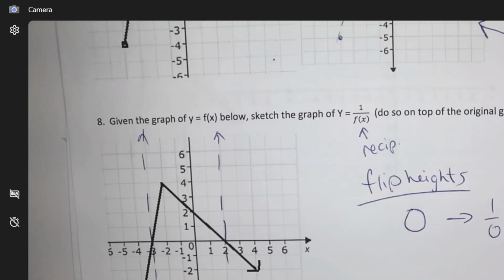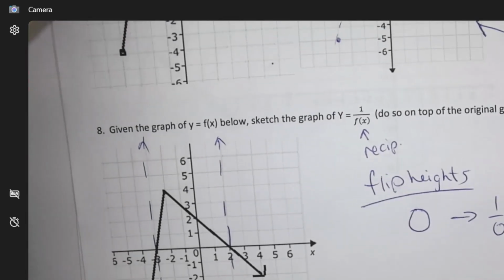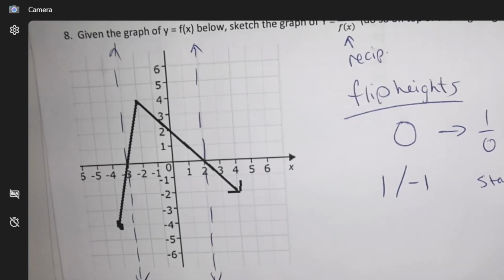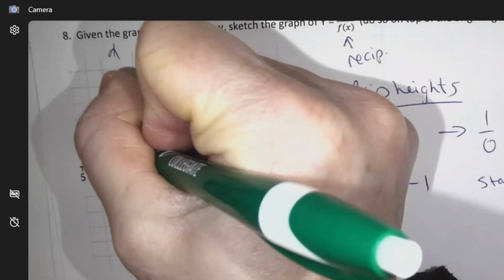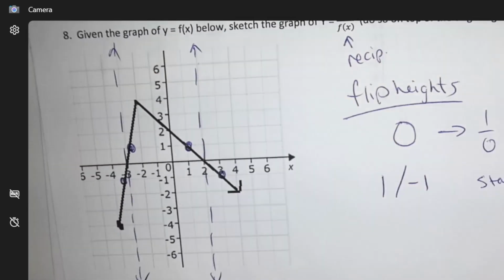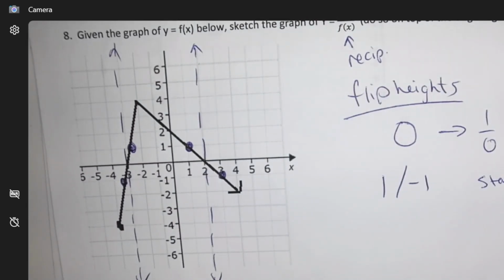What if I just asked you about the equation of the asymptote? Your answer would have been x equals 2, x equals negative 3. Okay, the next thing I go to is a height of 1 or negative 1. Because what happens on the flip of 1? Just stays. So stays. There's 4 coordinates that stay.